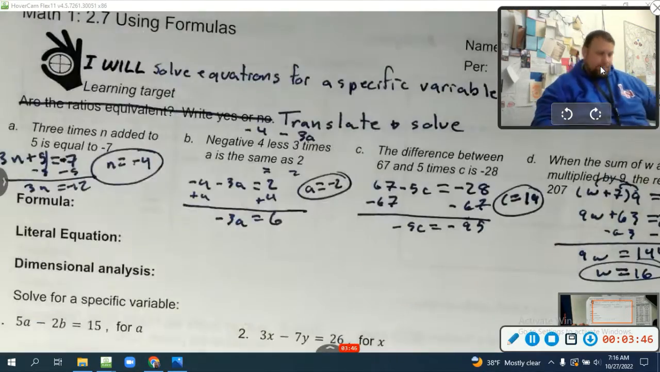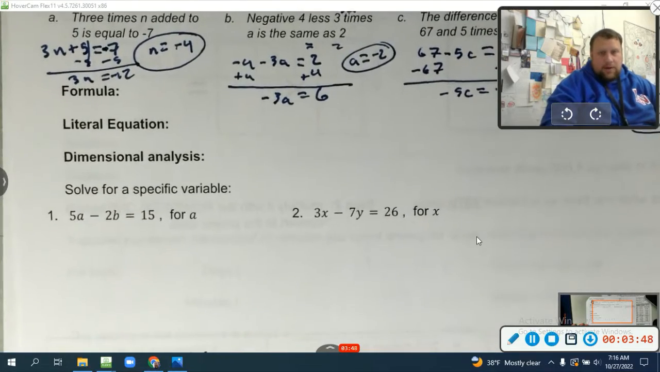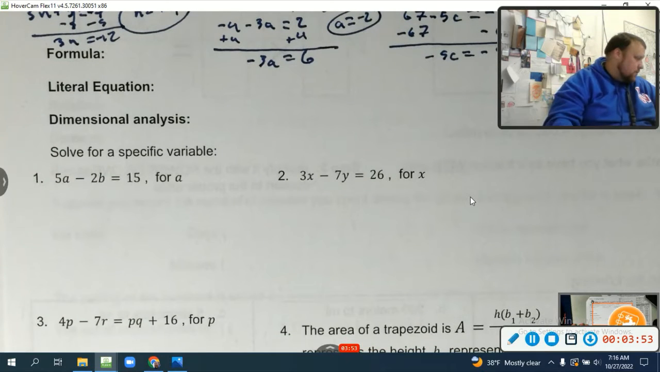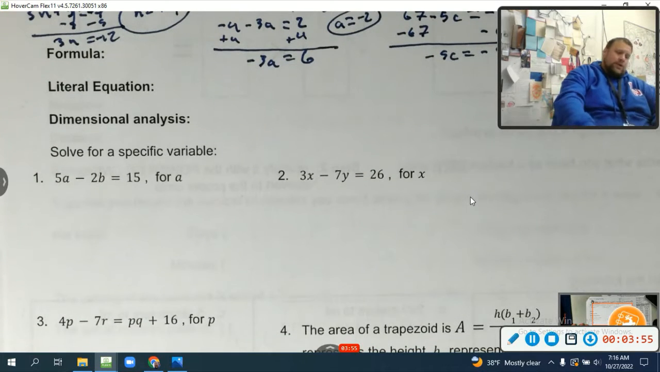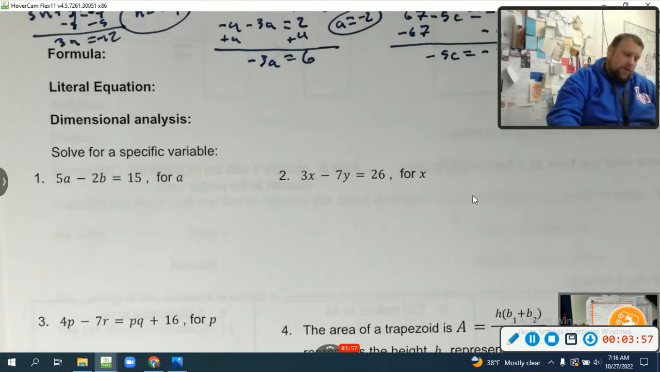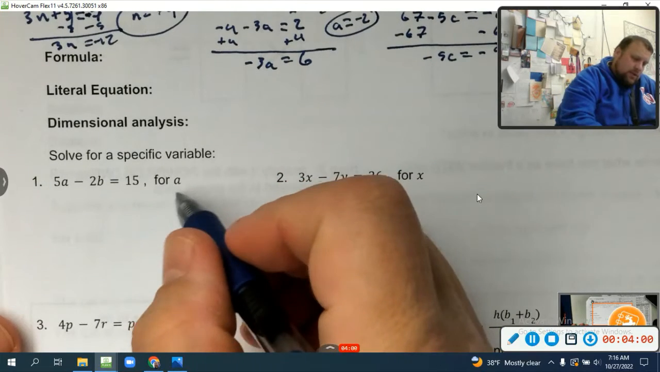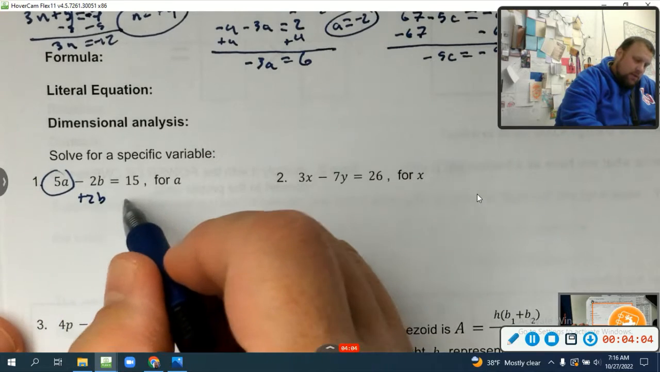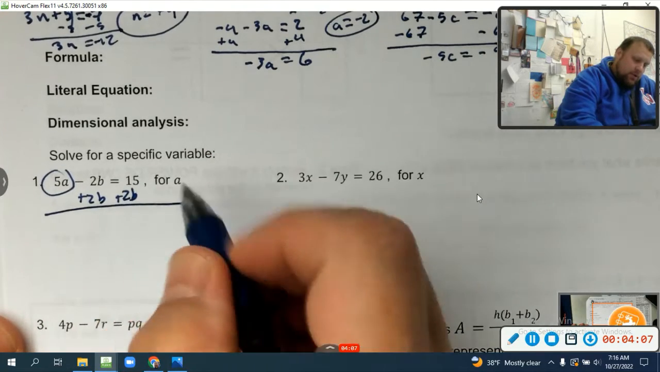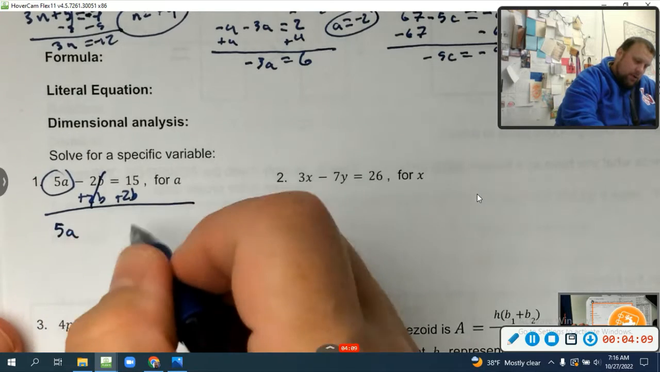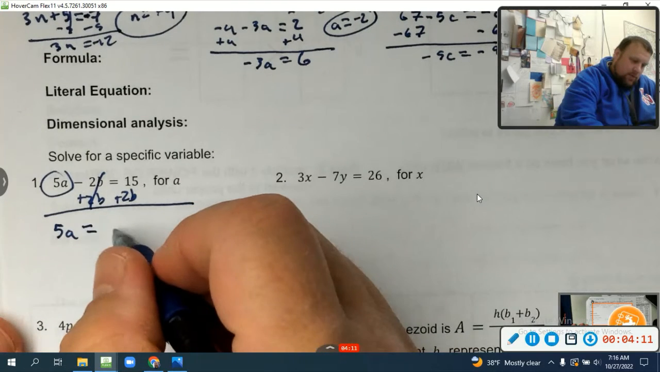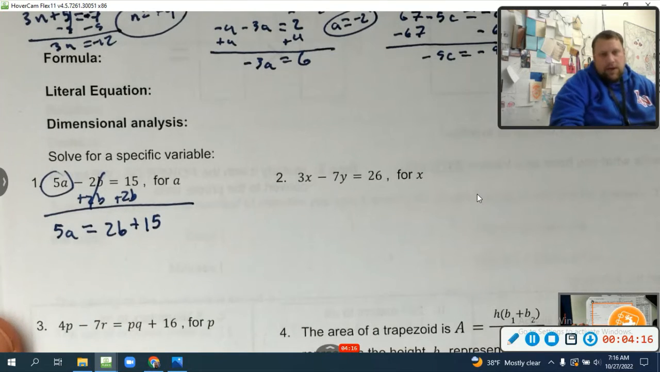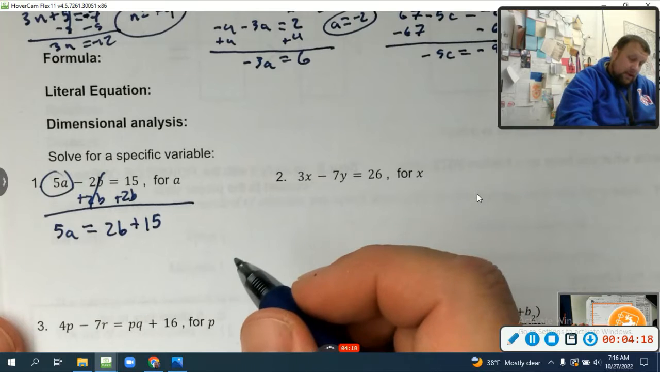Ready, set, go. Okay. So now I want to take a look at solving for a specific variable. So these are literal equations, which just means they have more than one variable. And this one tells me to solve for a, so I want to get the 5a by itself. To do that, I got to move 2b over, plus 2b. And I like to put those terms in front anyway. So I'm going to go 5a. Those can't combine, so I'm going to say equals 2b, and that's a positive 15, so plus 15. If you want to put 15 plus 2b, I don't care. I just like to do it this way personally.